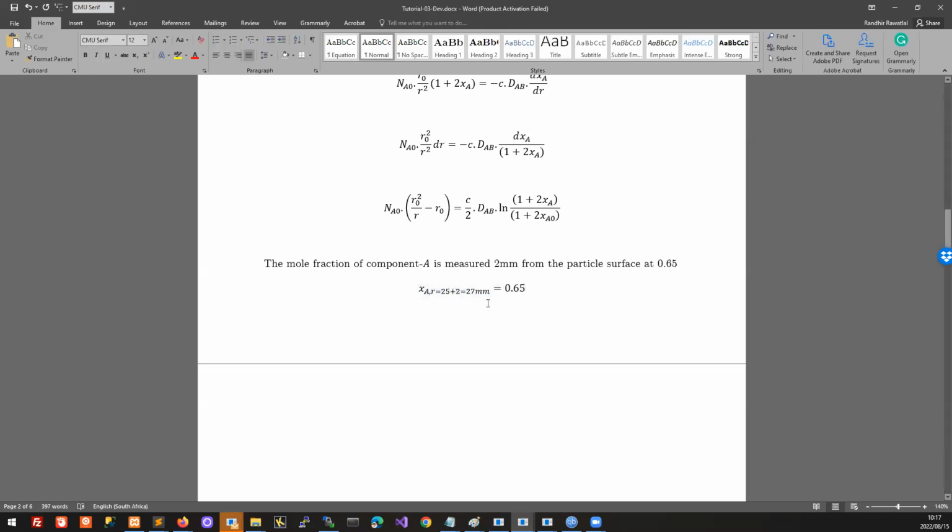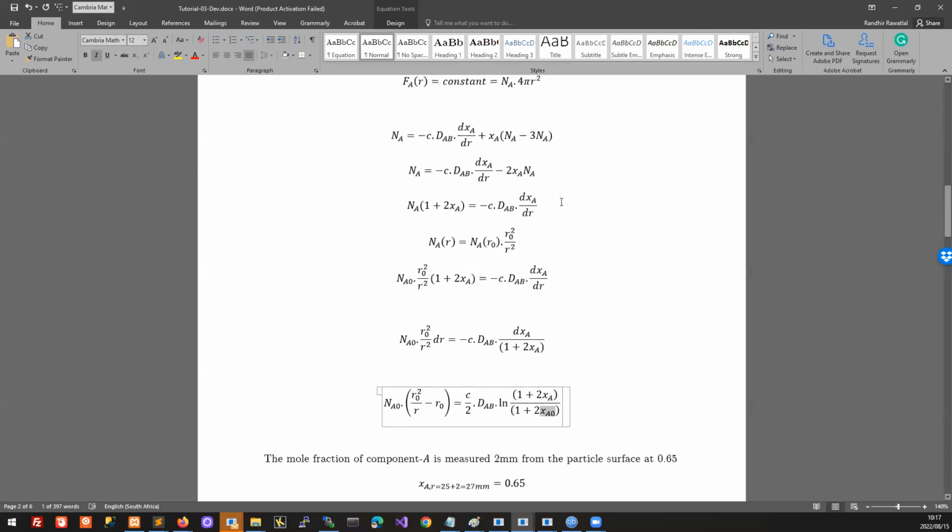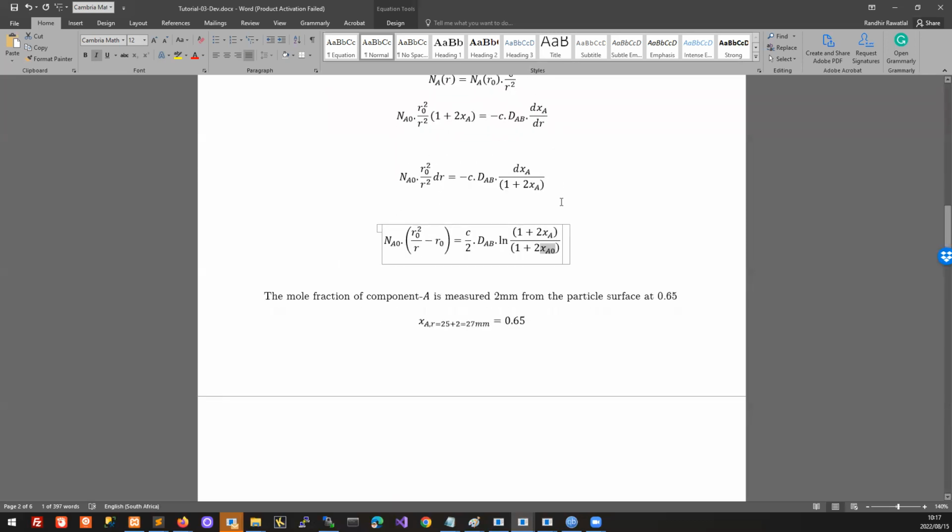And you see that gives us a nice piece of information. We can just stick 27 millimeters in here. C and DAB are given. XA is now this 0.65. And then XA naught is something that's not stated explicitly in the question. So maybe you can tell me, what value would you use for XA naught?